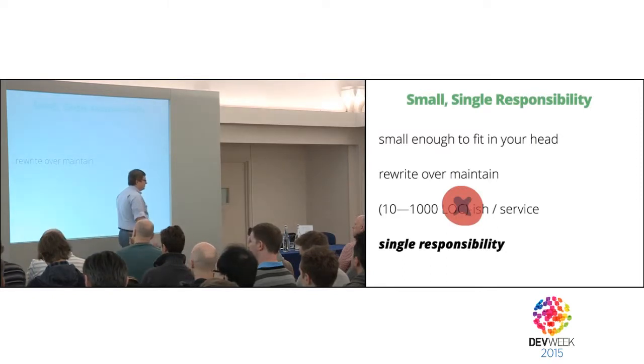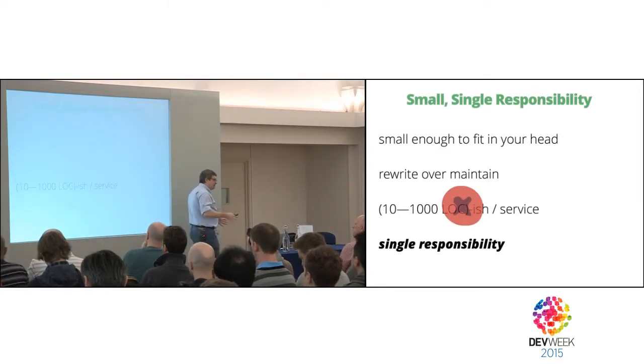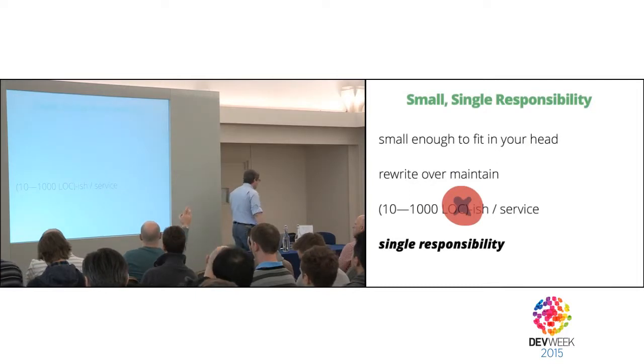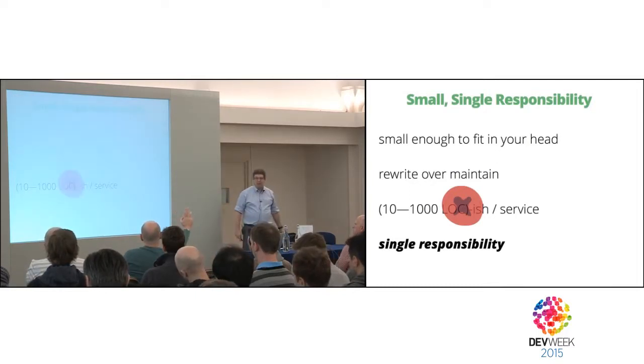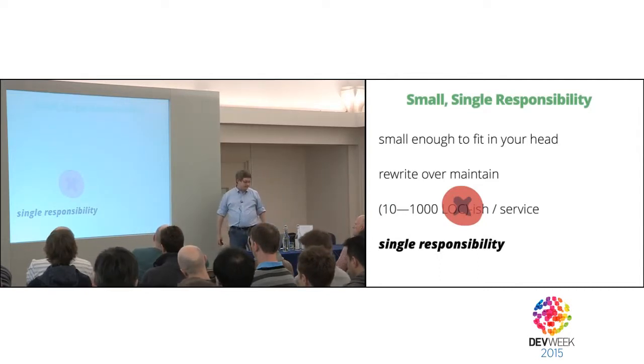You'll also hear people say things like 100 to 1,000 lines of code-ish per service. That is and has always been a terrible metric for anything in code. So really it's the single responsibility thing I think is the key.